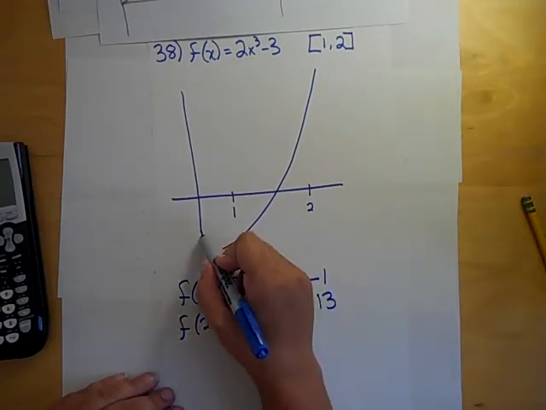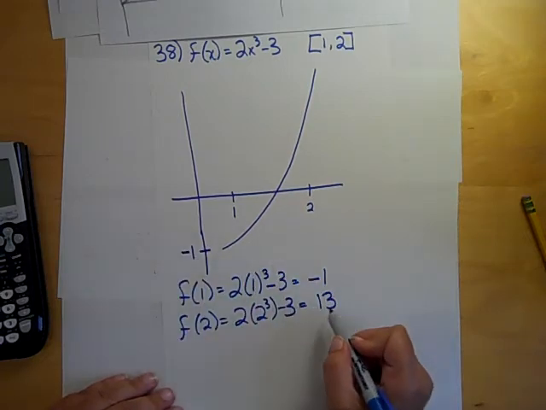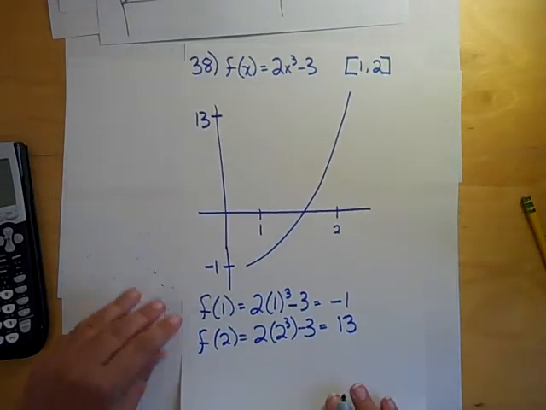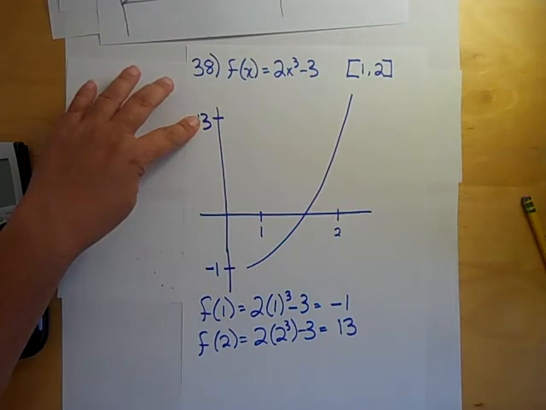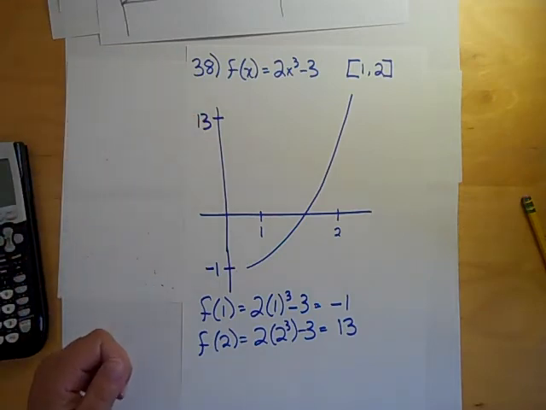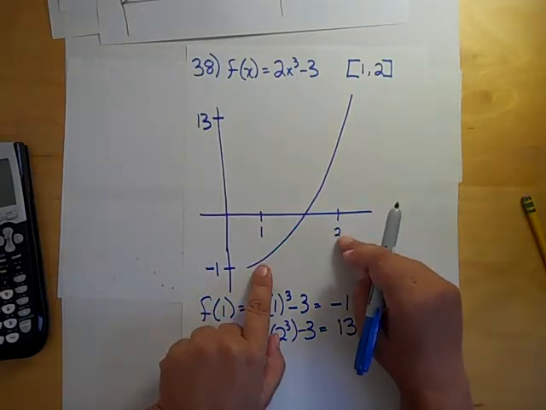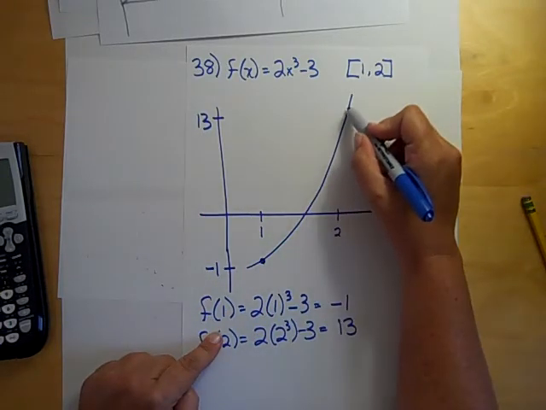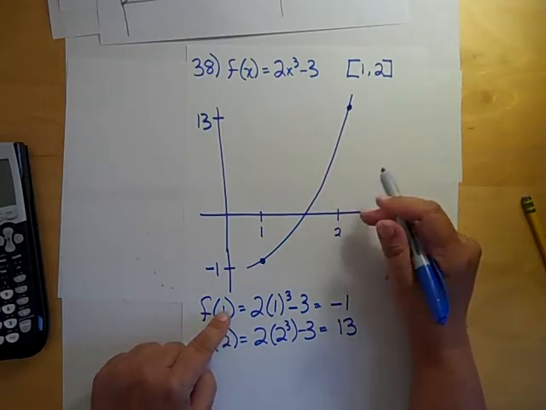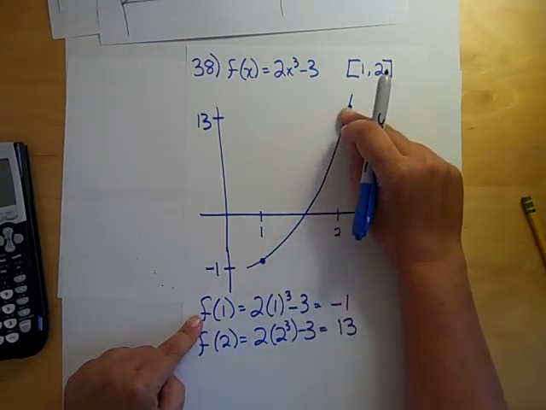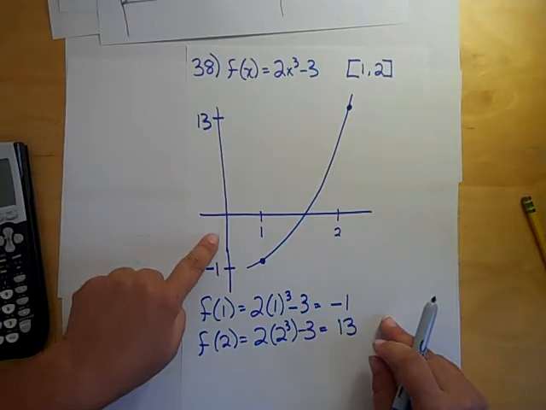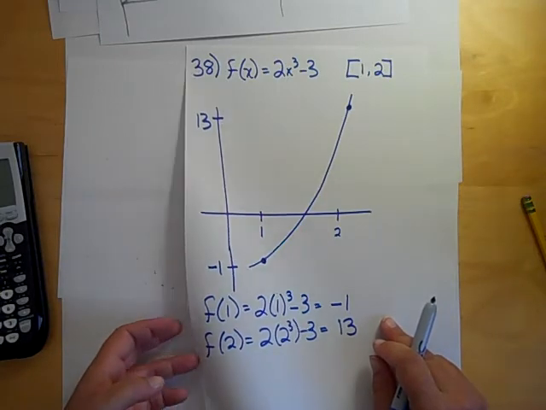So what that means is that from 1 to 2, our function values go from negative 1 to 13. If you remember, the intermediate value theorem says that given an interval such as 1 to 2, the function must include every value in between. So this function absolutely has to cover all the numbers between negative 1 and 13. Now remember, when we're talking about function values, we're talking about y values. So we're actually ready to give our answer.